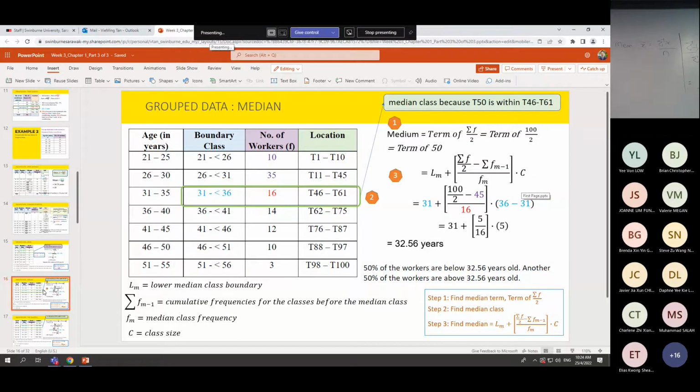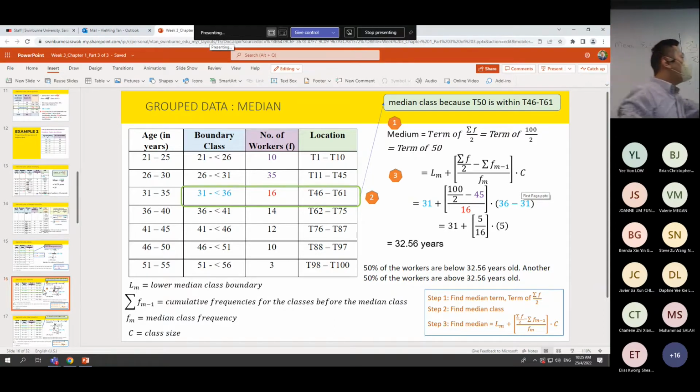Next will be what measurement? Median. We still have some time. Median, we know, is the middle value. So for this question we want to find the middle age of the Chandra factory workers. There are a few steps involved in calculating the median value for the class interval question.